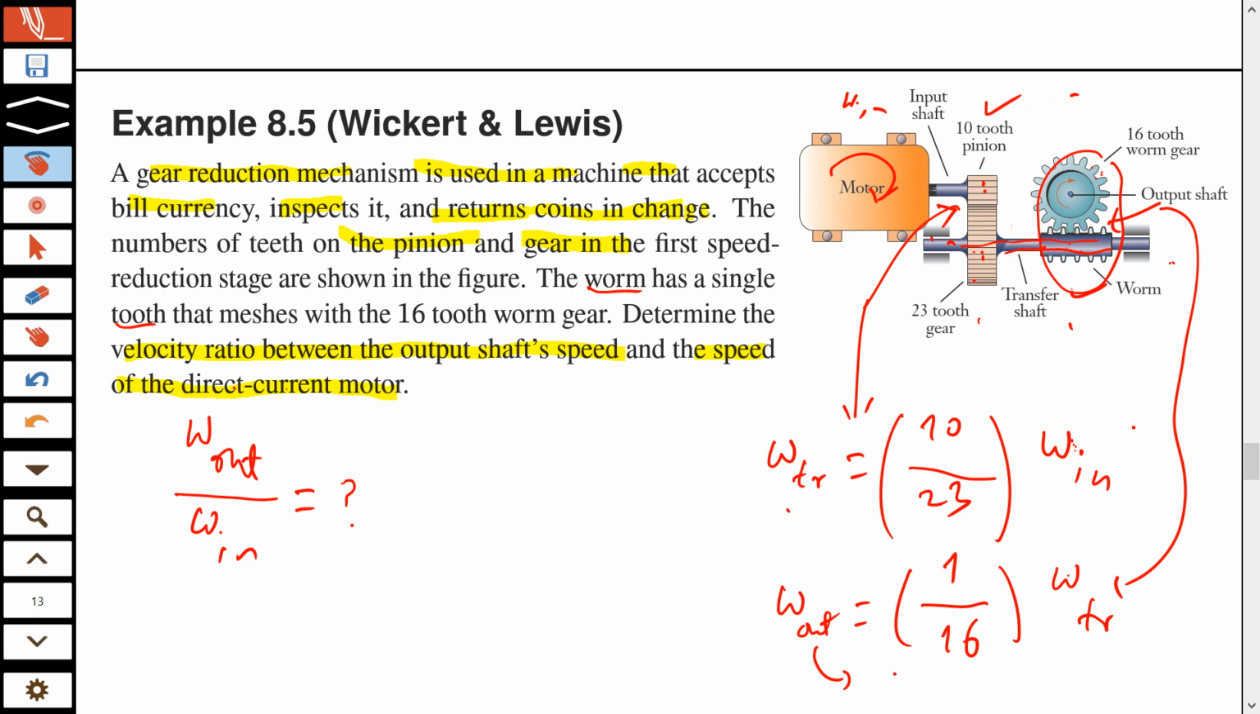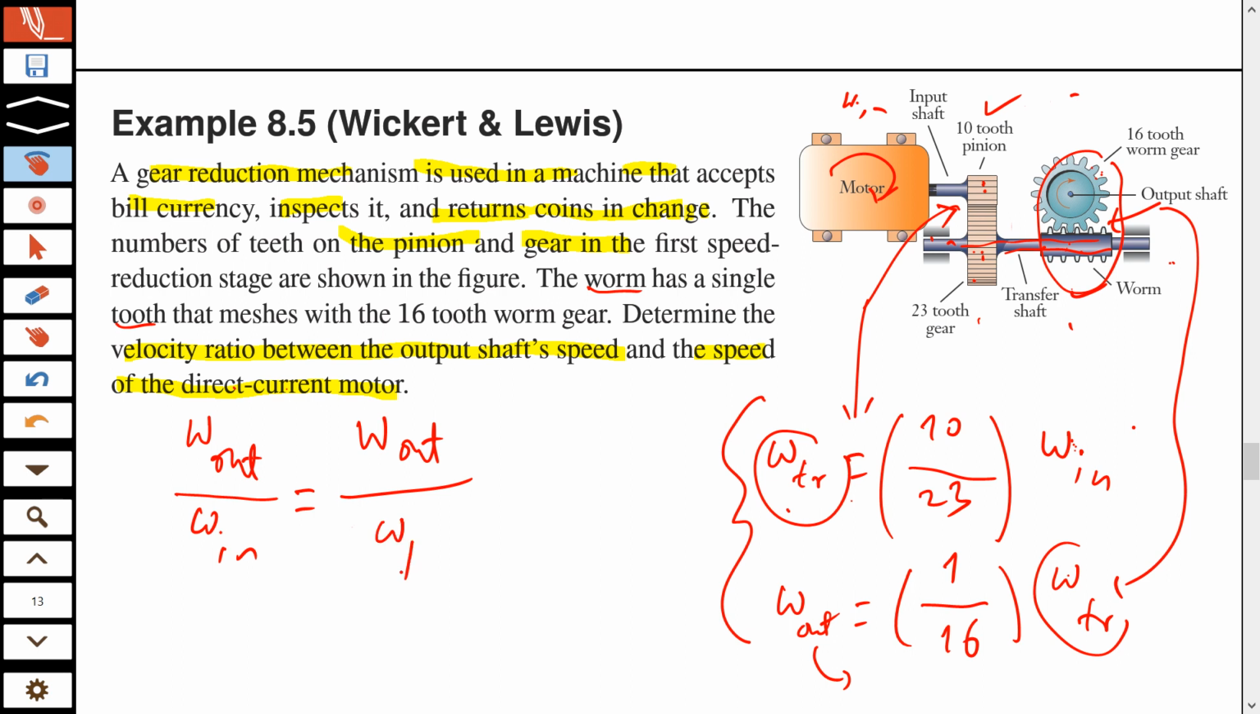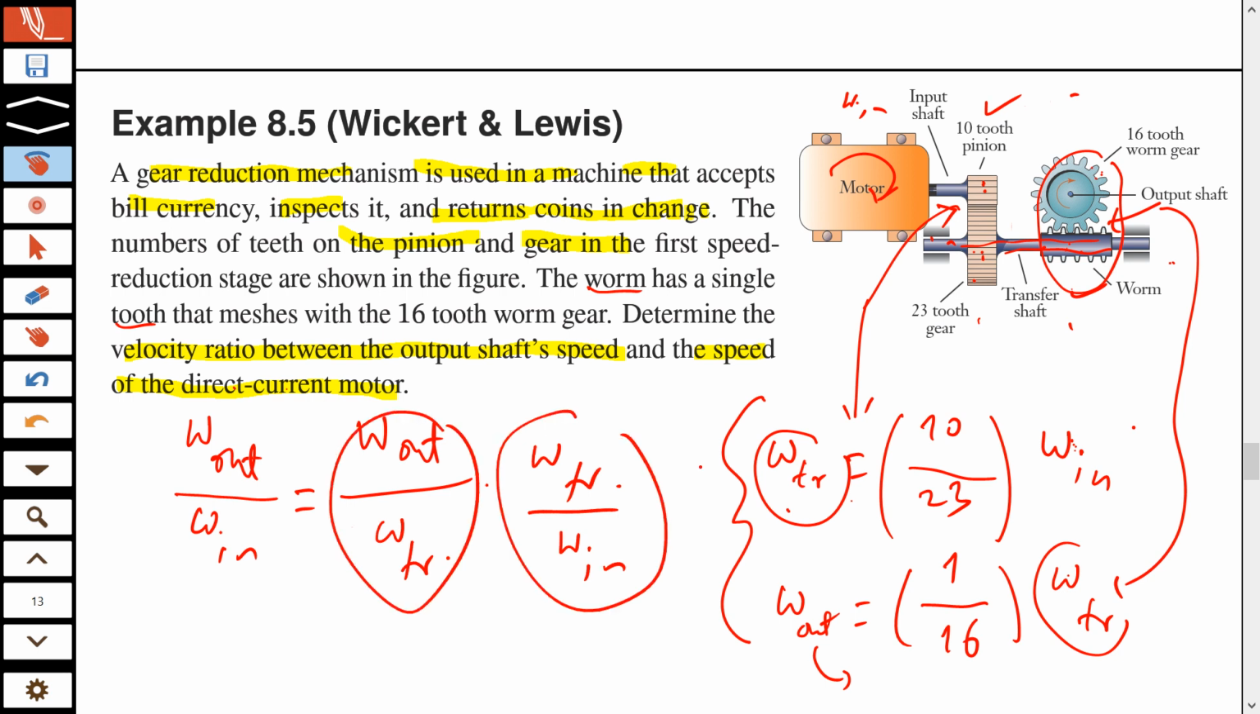Okay. So you can now combine these two, you can eliminate omega transfer because वो इसमें भी आ रहा है, इसमें भी आ रहा है, and that will give you, I can simply write just like the chain rule, omega out divided by omega transfer times omega transfer divided by omega n. Each of these equations will give you one ratio and you just apply that.